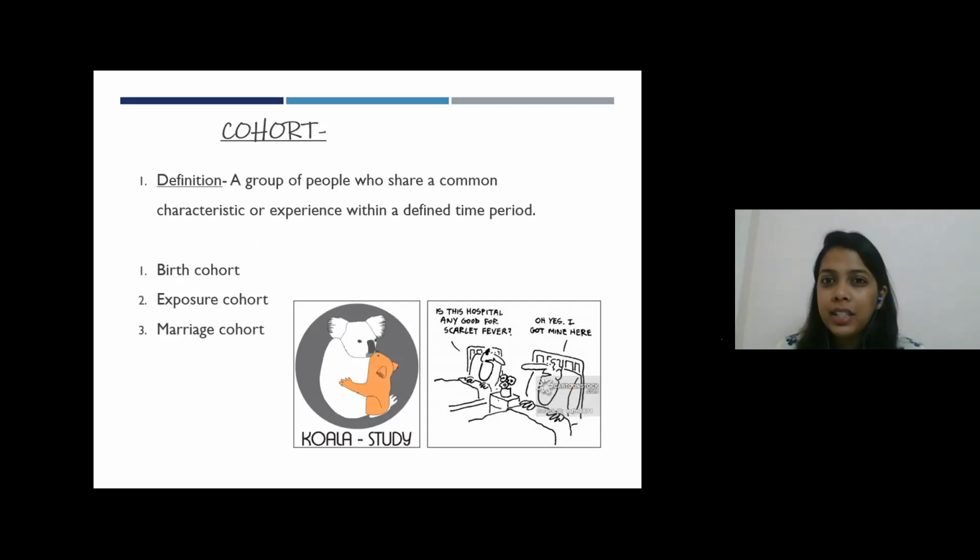So what is a cohort? It's basically a group of people who share a common characteristic or experience within a defined time period. Now, this term again is a common source of confusion. Many studies use the term birth cohort, but actually are not cohort studies. Just because the term cohort is present, it just means people who share a common characteristic. Just usage of the term cohort does not mean that the study is a cohort study. So a cohort study needs to have its specific features, which I'm going to be discussing ahead. So a cohort can be a birth cohort, that is people born in a specific year, can be an exposure cohort, people working in a lead factory, or a marriage cohort, people who were married in this particular year.